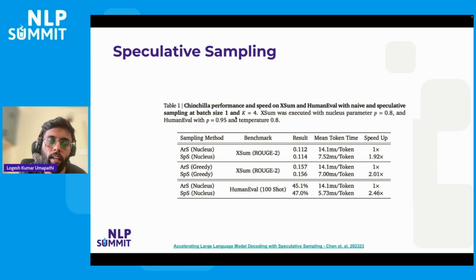Here the authors compared a 70 billion target model with a draft model. The smaller model has 7 billion parameters. They were able to get somewhere close to 2 times to 2.5 times the speed up.